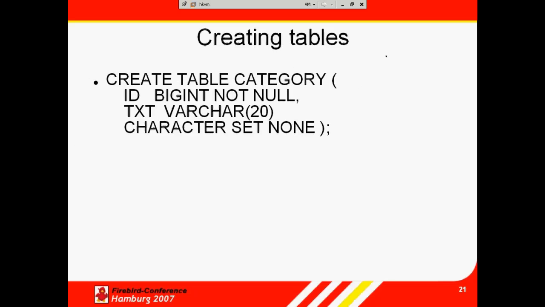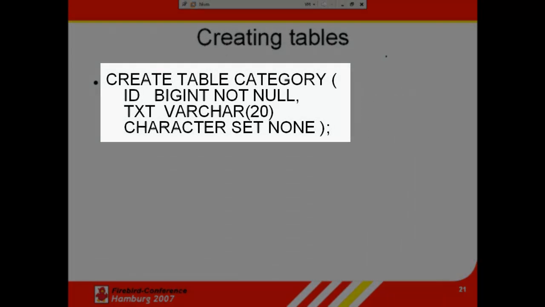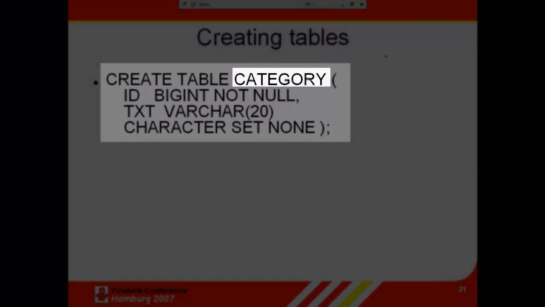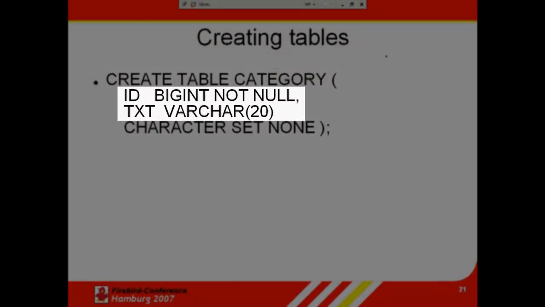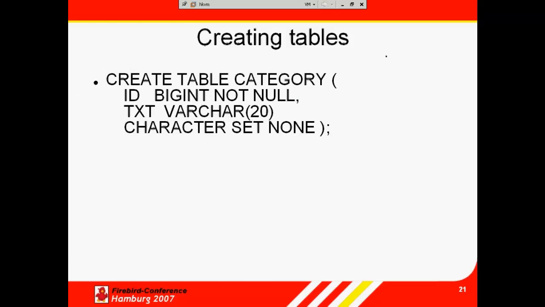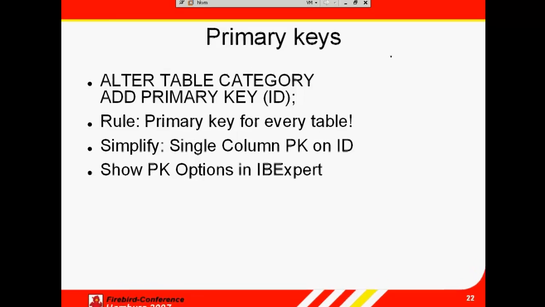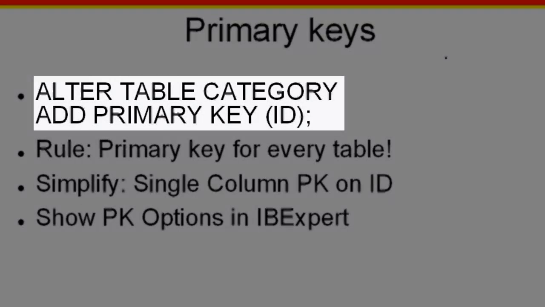Creating tables. Create table category, open bracket, ID, bigint, not null, comma, text, varchar 20, character set none, close bracket. This creates a table called category with two fields, ID and text. Then you should define the primary key. Alter table category, add primary key ID.